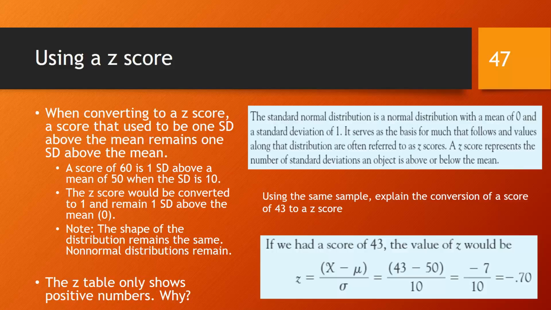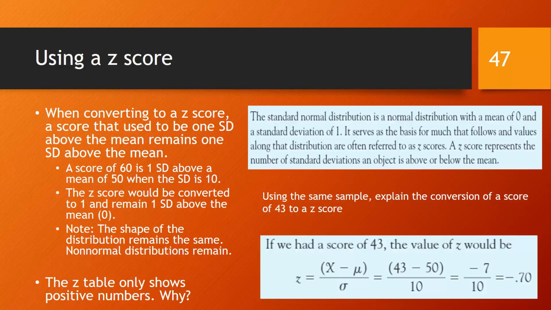As you can see, the tables only show the positive numbers. That's because their negative equivalents are simply that, equivalent. Any normal distribution can be taken and viewed as a standard normal distribution with a mean of 0 and a standard deviation of 1. This serves as the basis for most of our analyses. Values along that distribution are referred to as z scores.